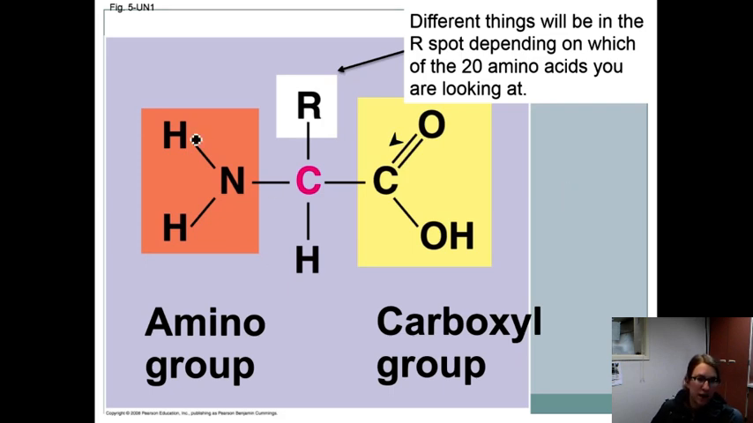All 20 amino acids have an N connected to some H, which we call the amino group. All 20 amino acids have this carboxyl group, which looks like the thing that's on the end of a fatty acid. Fatty acids also have a carboxyl group. And all of them have a carbon in the middle with an H on the bottom. This part up here, the R group, remember R is not an element. It means there could be multiple different kinds of things up there.